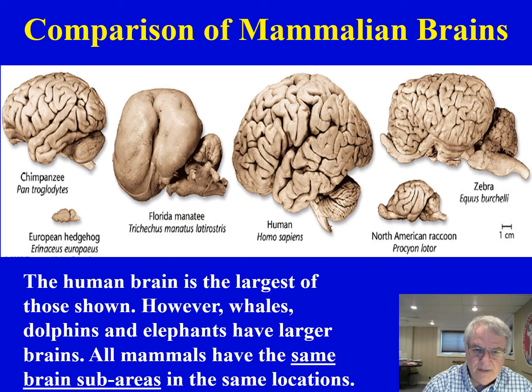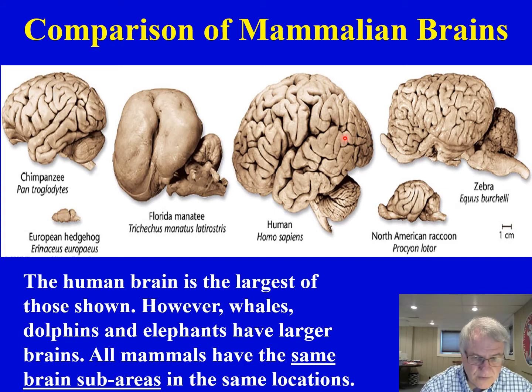So if we were comparing mammalian brains, the human brain is really the largest of all. Take a look at the human brain here. It's the largest of those that are shown here. We know whales and dolphins and elephants have larger brains, but the human brain really has much more devoted to frontal cortex than other mammals.